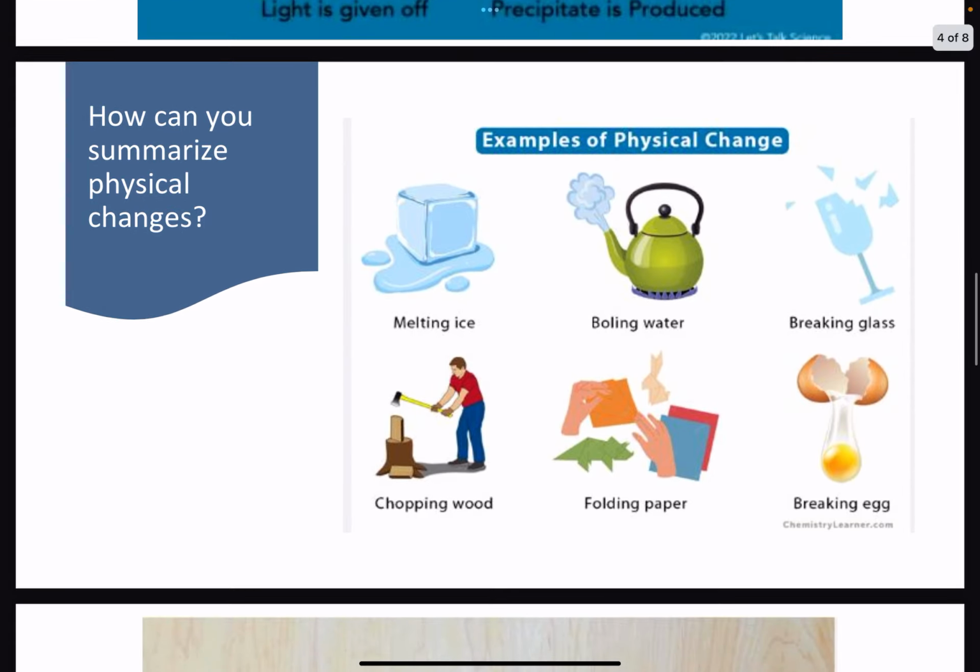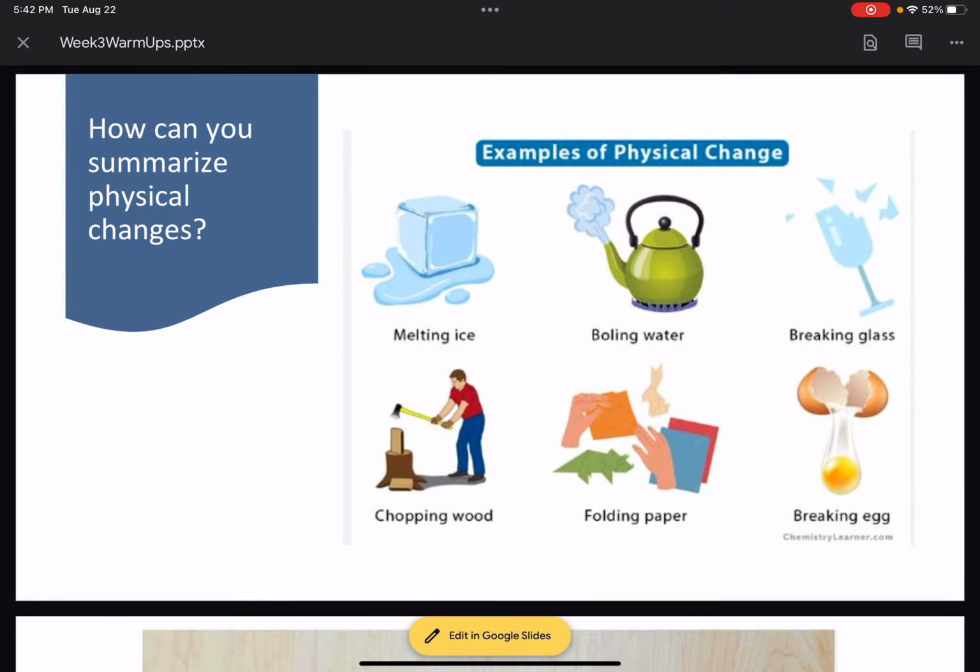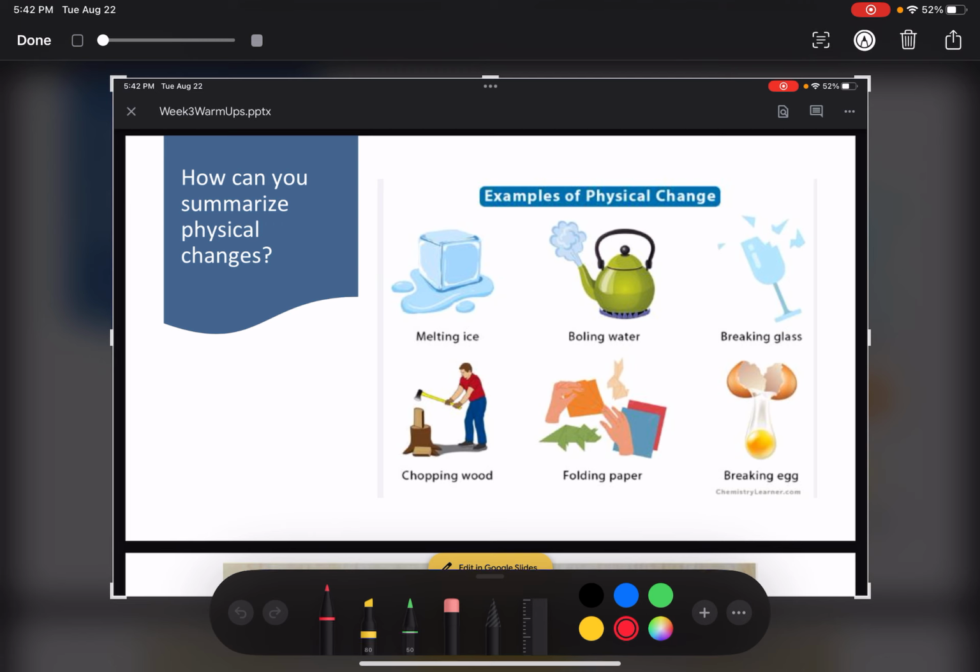So if we look at things that are just physical changes, well, these are very different, right? So it might appear different in some way, but it is still the same substance. It is still the same thing. If I break this glass, it is still glass. It's just broken shards of it.